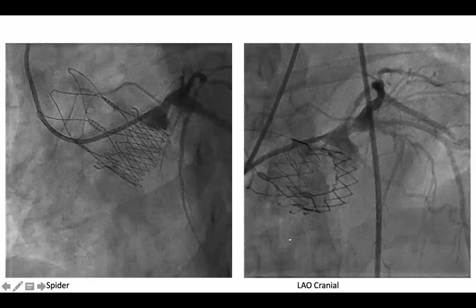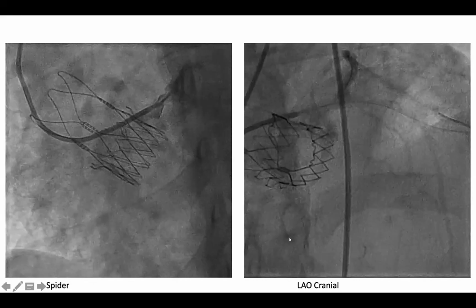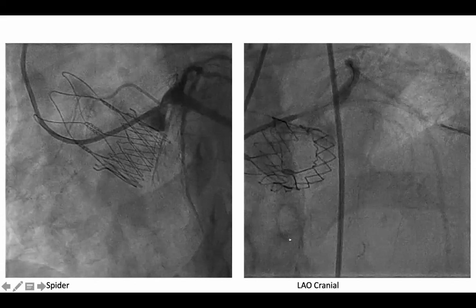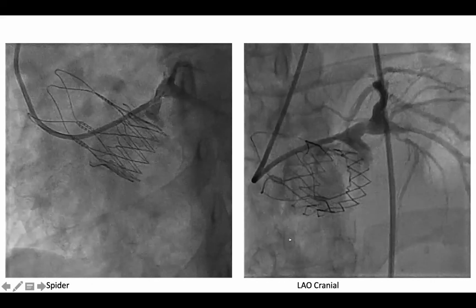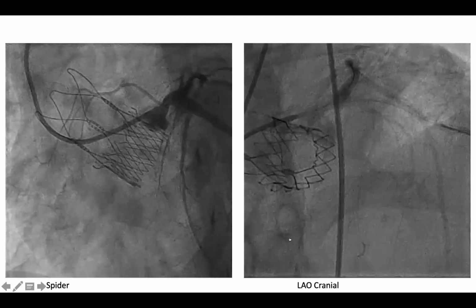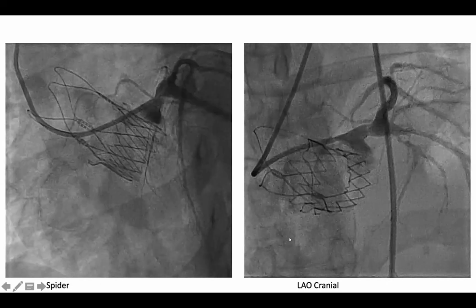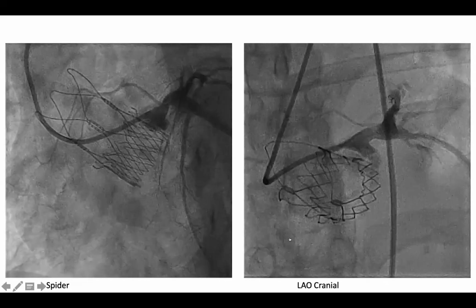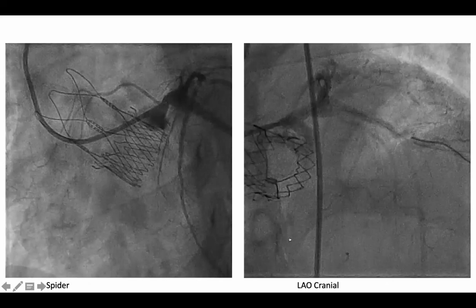And while training for the last 5 or 6 years and seeing different approaches, I'm actually incorporating this: looking at the non-culprit artery first before we go ahead and look at the culprit artery. It gives you so much information, to be honest.